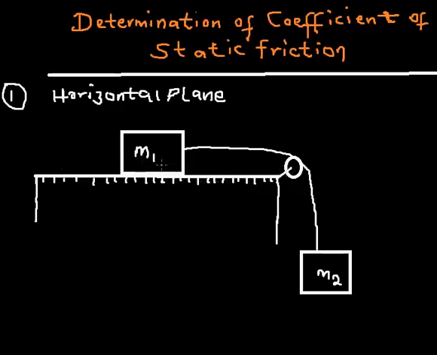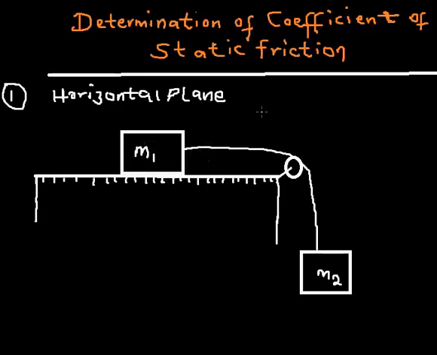So for us to determine the coefficient of static friction on a horizontal plane, this is the setup I have here on the screen. I have a mass M1 on the surface. This is the mass that is supposed to move, and it is being affected by friction due to its motion over the surface. Now, this mass is connected via a frictionless pulley to another mass, M2. What is the idea of M2? M2 is meant to pull on this mass so that it moves. But because we are dealing with static friction, mass M1 is at equilibrium. It's not moving.